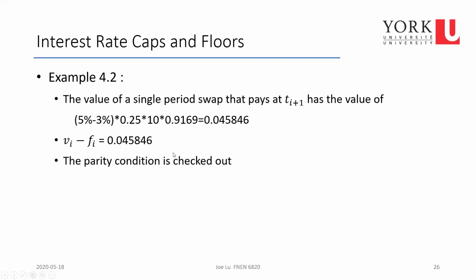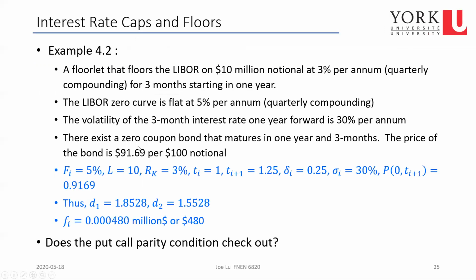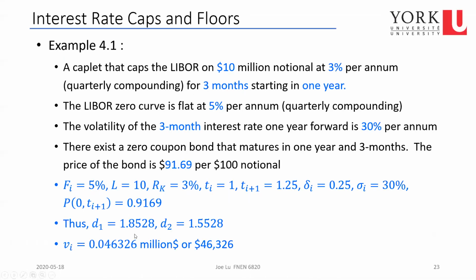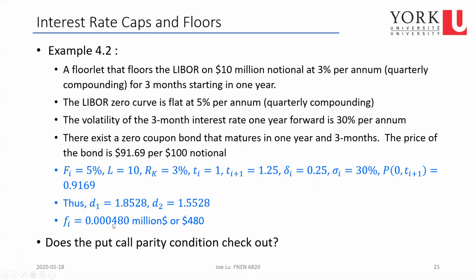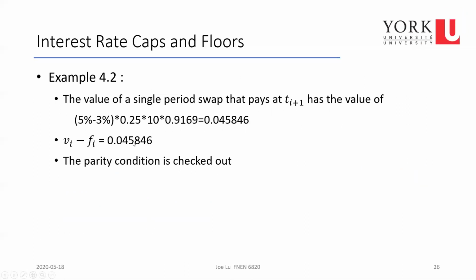million. And if you calculate your Vi minus Fi, you will see that you will have 0.046326 million minus this 0.000480 million, and you will have exactly this number here. So the put-call parity condition was also checked out, provided you use the correct swap.